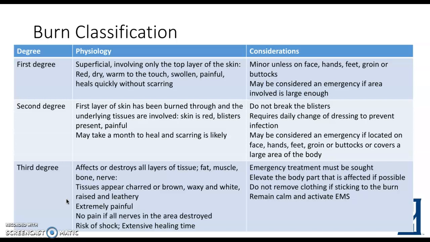And then third degree burns, these are destroying all layers of the tissue down to the muscle, bone, and nerves. The tissue will often appear charred or brown, may even look white or waxy, raised and leathery. So very tight, very charred, extremely, extremely painful. And if this burn has gone all the way through the nerves, there actually might not be any pain because those nerves have been damaged so much. There is a risk of shock at this point, and it's going to take an extended amount of time for patients to heal from these third degree burns.